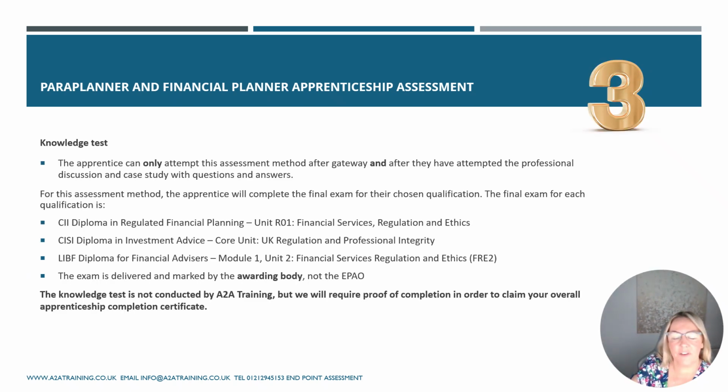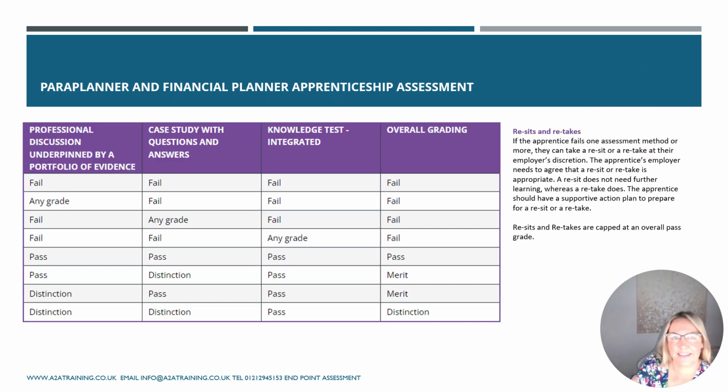The third and final element of the endpoint assessment is the knowledge test. This can only be attempted after the other 2 elements of the endpoint assessment have been completed, and it is not conducted by A2A Training, but is conducted by the awarding body. At A2A Training, we will require proof that this has been completed and passed. Here's the grading table for this endpoint assessment, and there are fail, pass, merit and distinction options available, with resits and retakes capped at a pass.